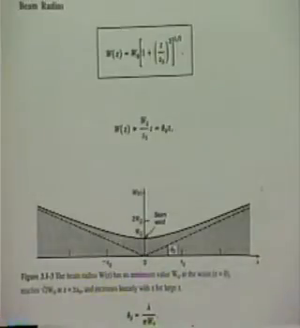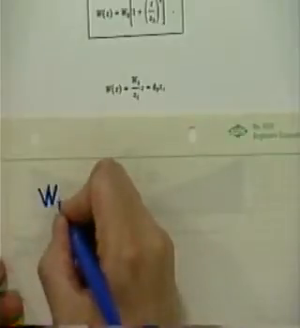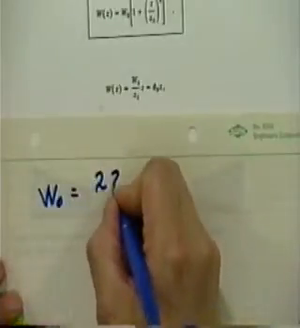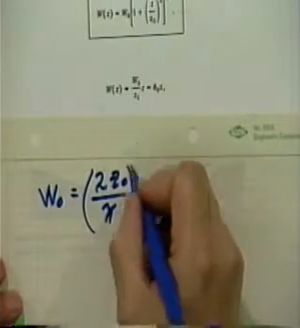I guess also going to the first page, I want to derive this equation for beam divergence. If we go to the first page, where we had w naught equal to lambda z naught over pi, to the 1/2.